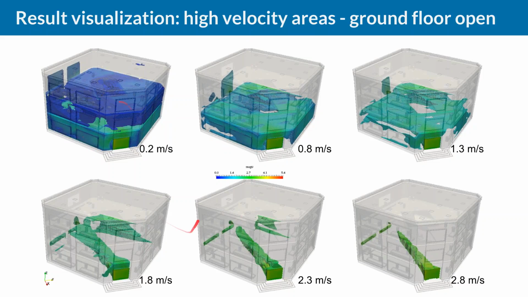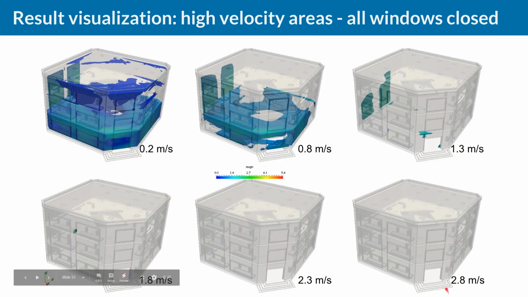So maybe this could be a first hint. We won't be able, obviously, to ventilate all rooms just by using natural ventilation. But some configurations like this are more promising. Still, we have these very uncomfortable areas. And if we close all windows and just go with this one central opening, it's basically very good. So the wind speed is fine everywhere.